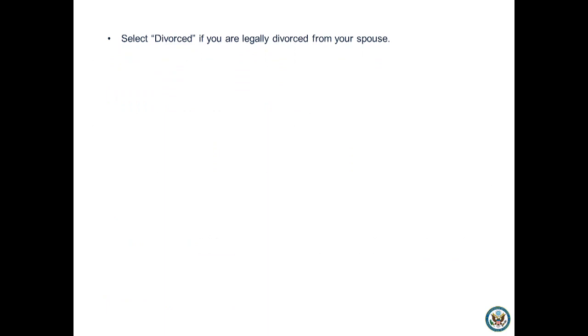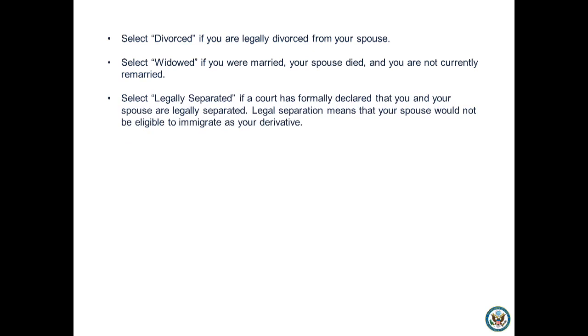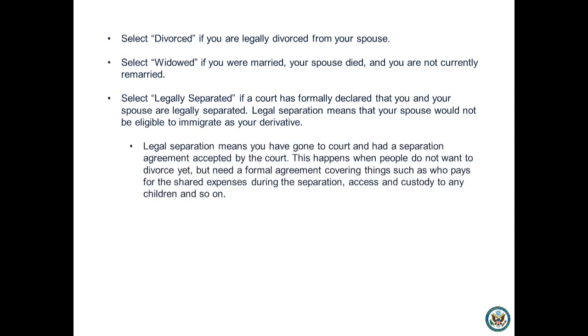Select divorced if you are legally divorced from your spouse. Select widowed if you were married, your spouse died, and you are not currently remarried. Select legally separated if a court has formally declared that you and your spouse are legally separated. Legal separation means that your spouse will not be eligible to immigrate as your derivative. Legal separation means you have gone to court and had a separation agreement accepted by the court. This happens when people do not want to divorce yet, but need a formal agreement covering things such as who pays for the shared expenses during the separation, access and custody to any children, and so on.